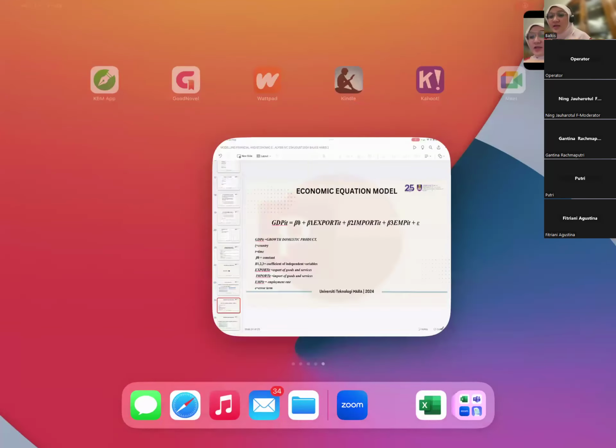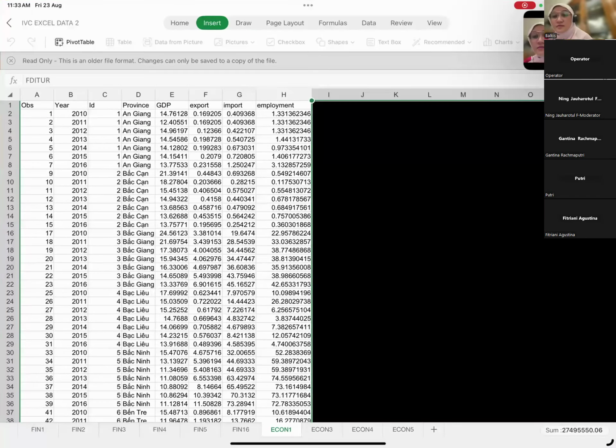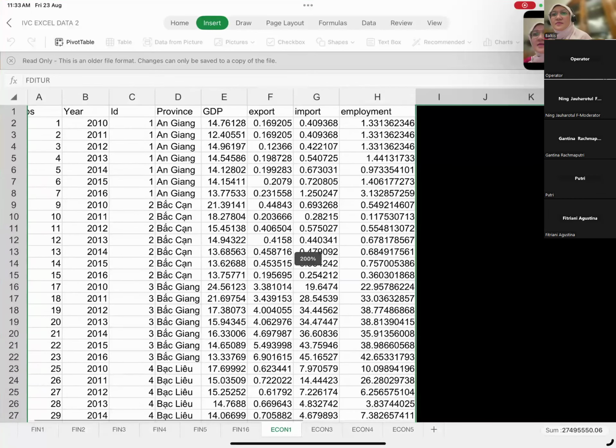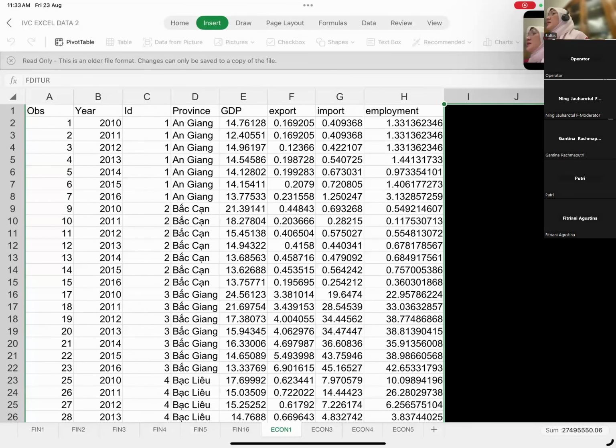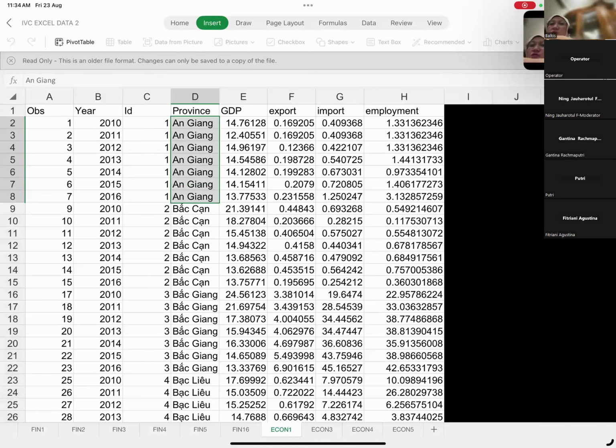If you look at the data, economic data will look like this. This is, for example, province, using the Vietnam country, province or the district. The GDP depends on the import, export, and employment rate for certain district. So district, this is the first district. This is the second district.